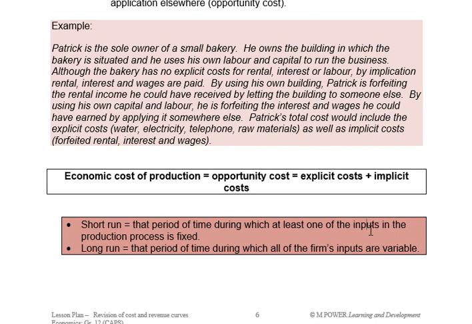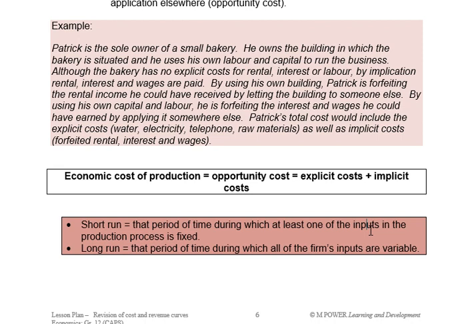We did this last year as well. Remember, the short run is that period of time when at least one of the inputs in the business is fixed. The long run is that period of time during which all of the inputs become variable. Remember last year we said certain inputs are quick and easy to change, variable factors. Other inputs take time and planning to change, are fixed factors.